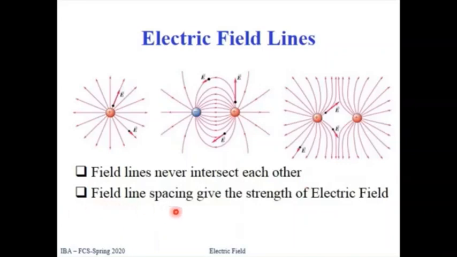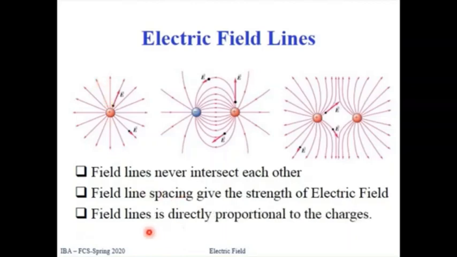Field line spacing gives the strength of the electrostatic field. That means if we see here that closer to the positive charge, the lines of force are closer. Therefore, we call it the electric field intensity is higher close to the positive charge. However, if we go far from this positive charge, then the spacing between two lines is larger. That means the intensity of the electrostatic field is weaker far from the positive charge.